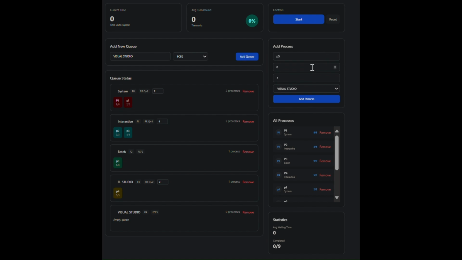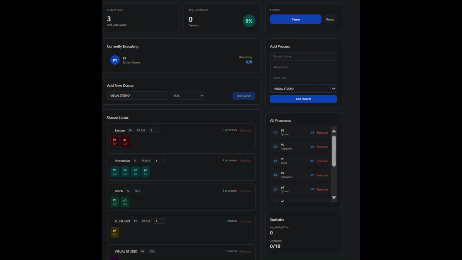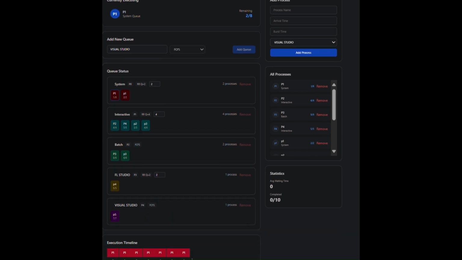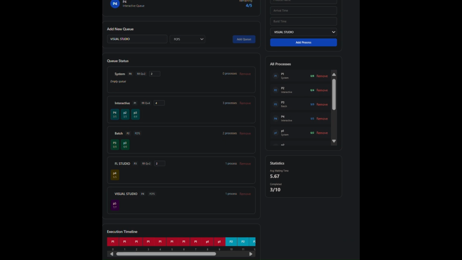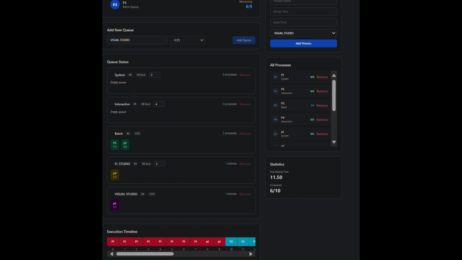With the 2 higher queues empty, the scheduler moves to the lowest priority Visual Studio queue, which runs on a first-come, first-served basis. Process P3 runs first, consuming its full burst time of 8 units from time 8 to time 16. Process P4 runs immediately after, consuming its full burst time of 5 units from time 16 to time 21.